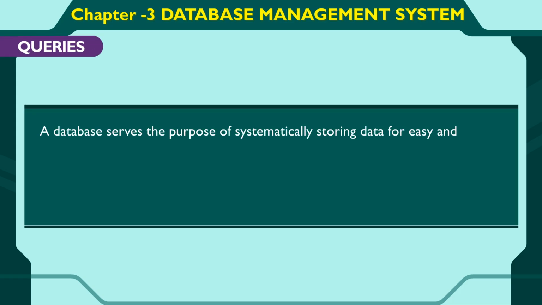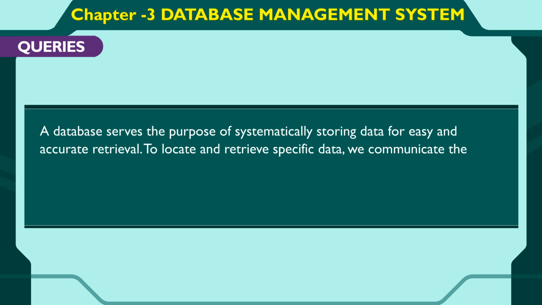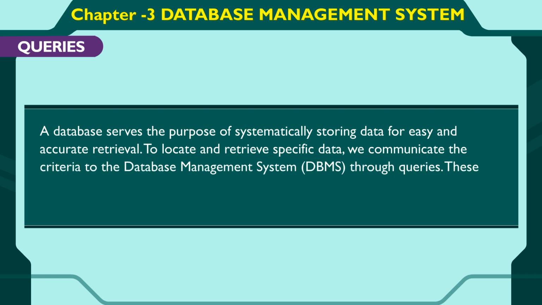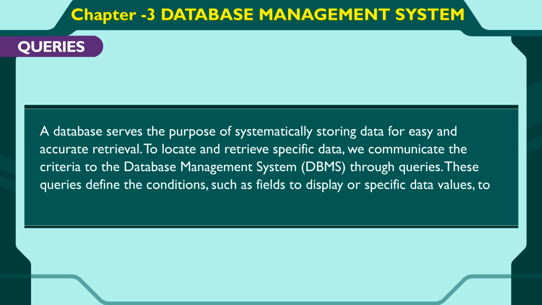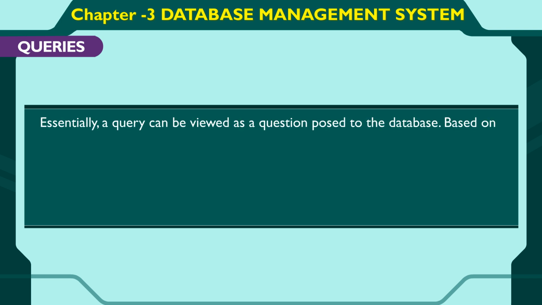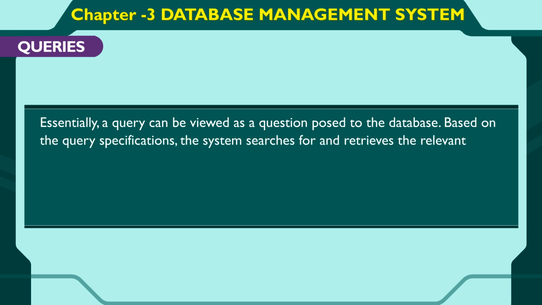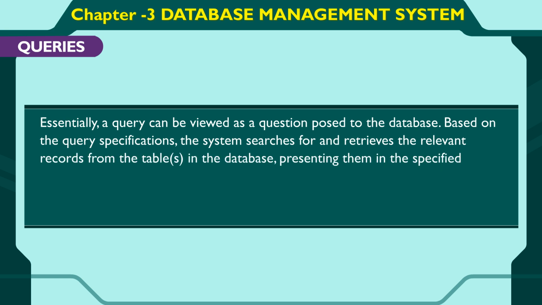Queries. A database serves the purpose of systematically storing data for easy and accurate retrieval. To locate and retrieve specific data, we communicate the criteria to the Database Management System (DBMS) through queries. These queries define the conditions, such as fields to display or specific data values to filter records from the tables. Essentially, a query can be viewed as a question posed to the database. Based on the query's specifications, the system searches for and retrieves the relevant records from the tables in the database, presenting them in the specified format.